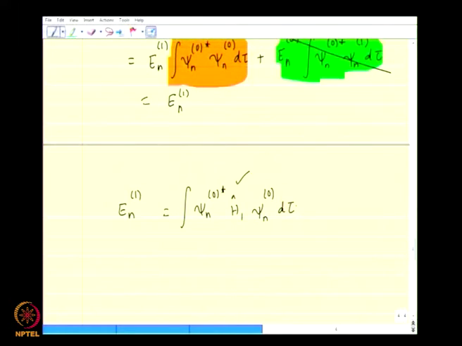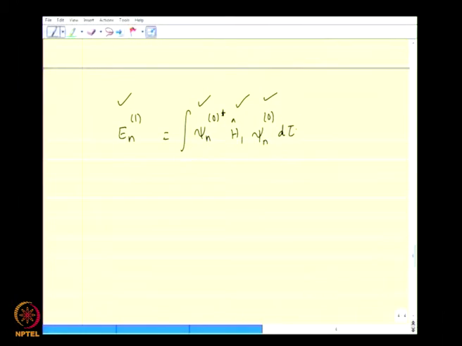We know H1, we know psi n0, we know psi n0 star, and therefore now we can calculate En1 on the basis of quantities that we already used to define our problem, and the first order correction is the average value. Please remember these wave functions are normalized, and therefore what you have here is the average value of the perturbing Hamiltonian in the nth zero order state.